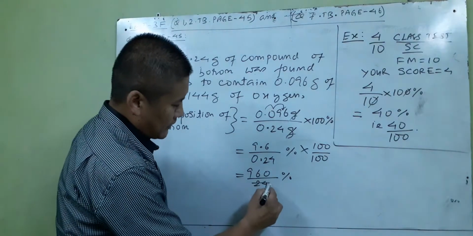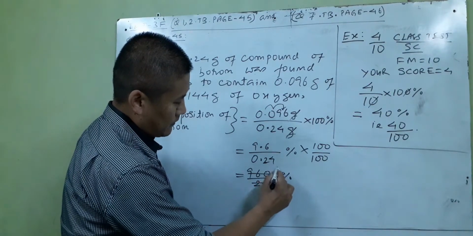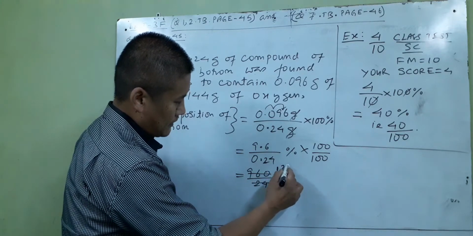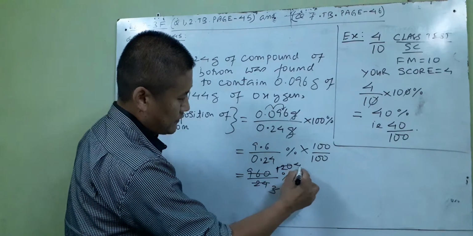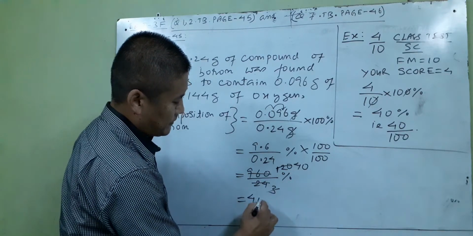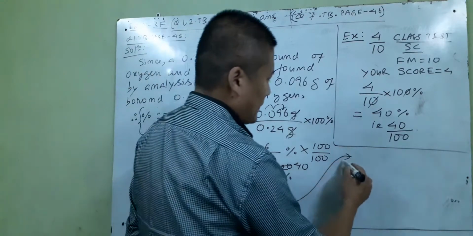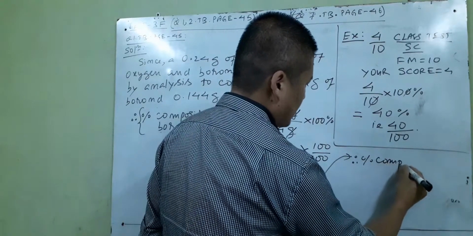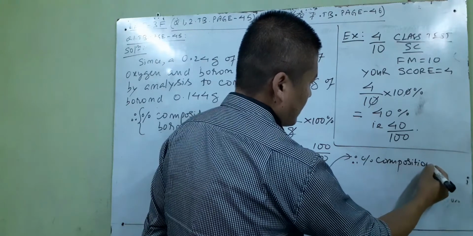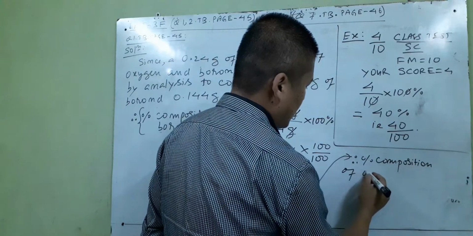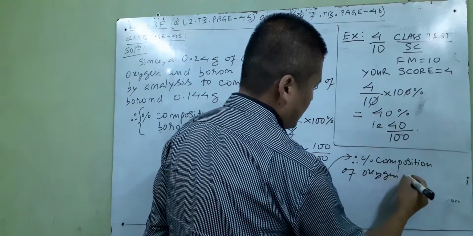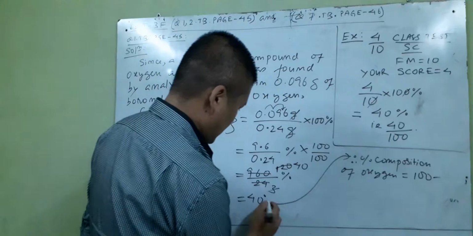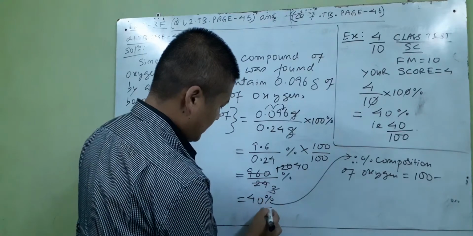Just a matter of cancelling. 8 3s are 24, 8 1s are 8, 1 in hand, 16, 8 2s are 16, and 0. 3 4s are 12. So boron percentage is 40%. So the next one is quite easy. Therefore, percentage composition of the other one, of oxygen, will be 100, the total percentage, minus this 40.